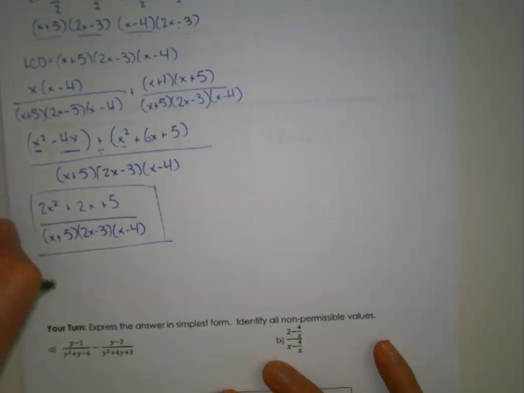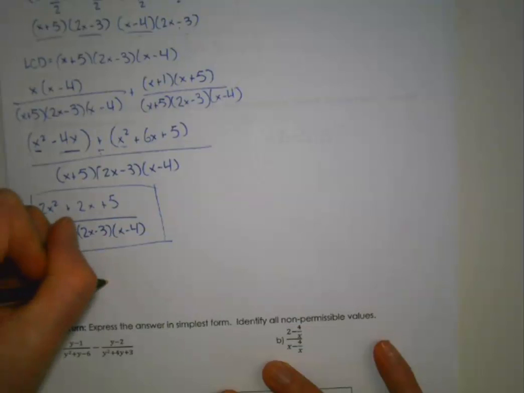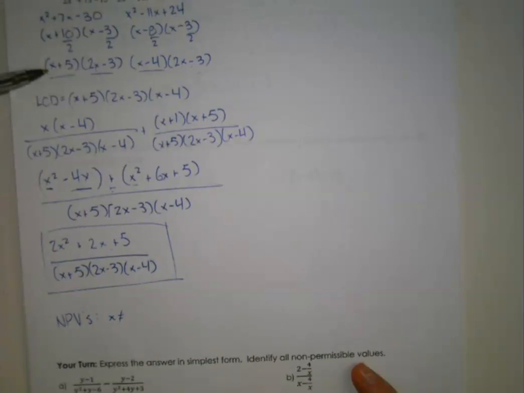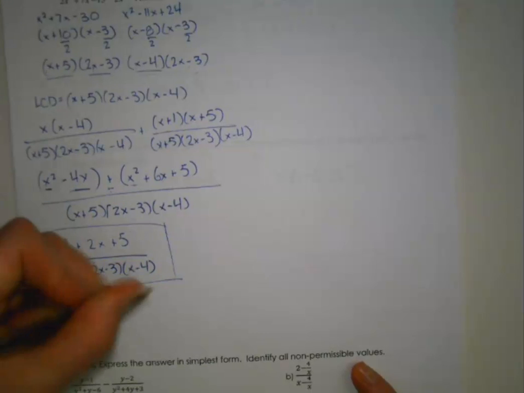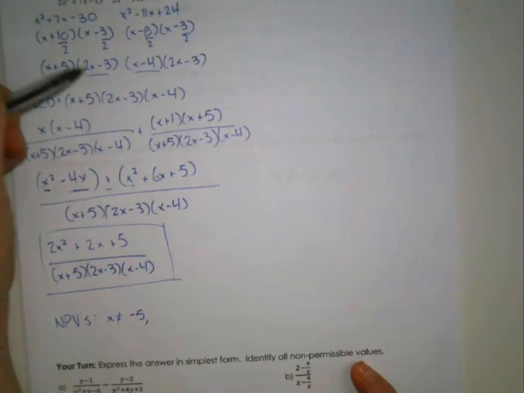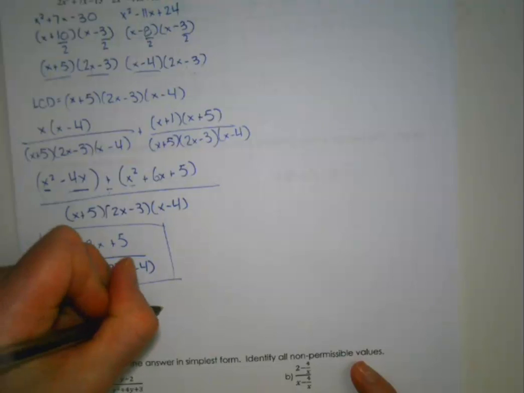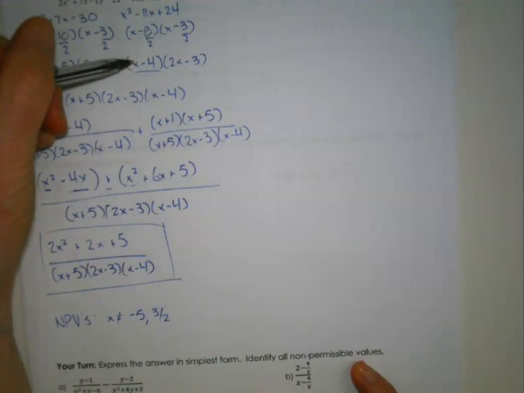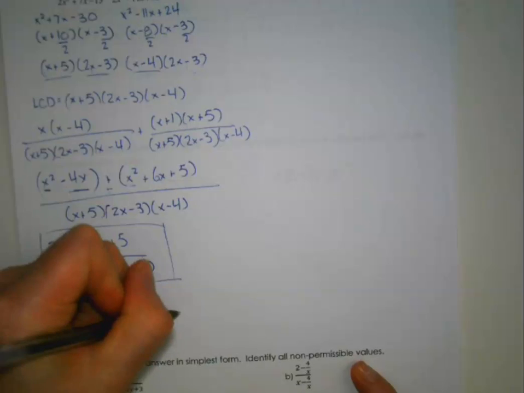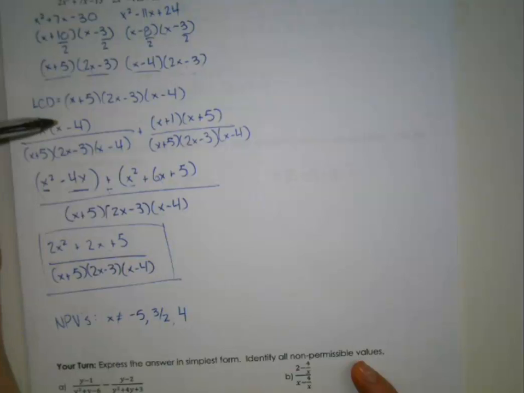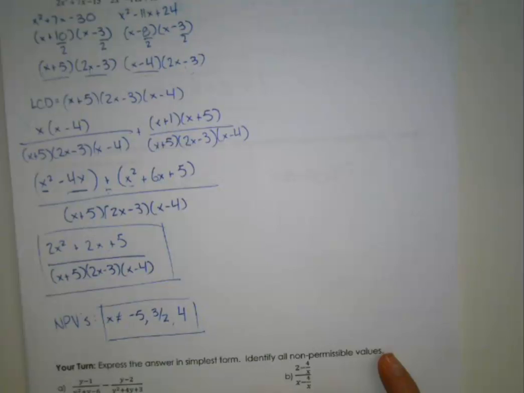Now the last thing we want is our NPVs. And so we will have x cannot be equal to, going through all of our factored ones, x plus 5, so x cannot equal negative 5. Here we're going to have positive 3 over 2. And then on the other one, positive 4. And again, we have the positive 3 over 2, and that's applicable for the rest of our operations. So those are all of our non-permissible values.